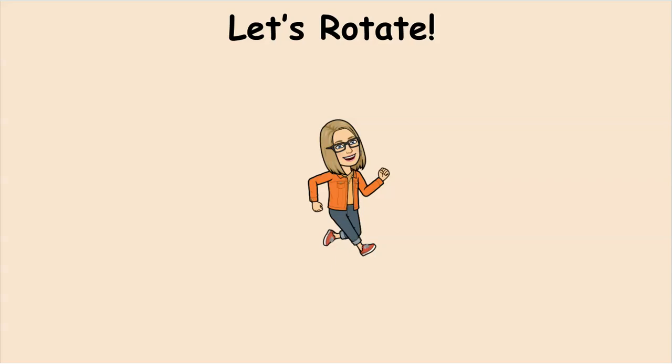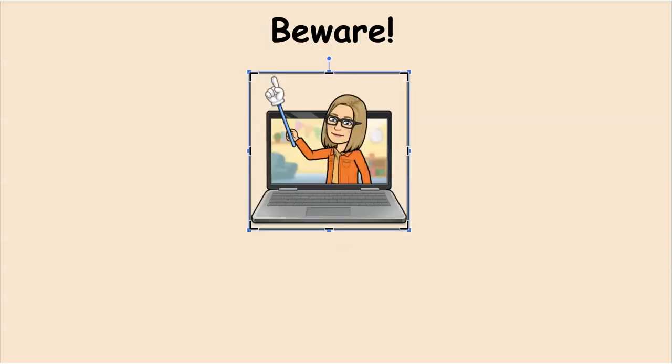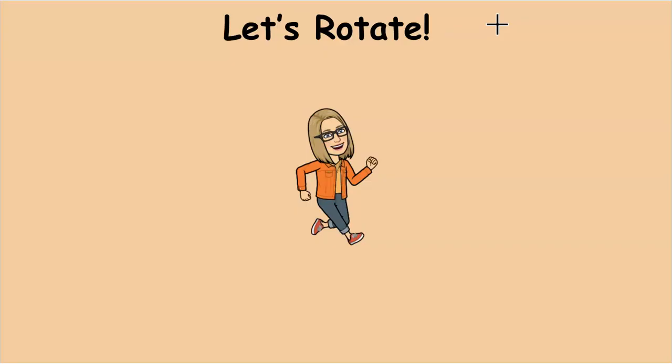Let's learn how to rotate an image. Rotate means to spin around in a circle. Step one is the same, single click to select. Beware not to double click. So let's rotate. I'm going to single click, and now I have the blue saying, this is what I want to do. I want to work with this.